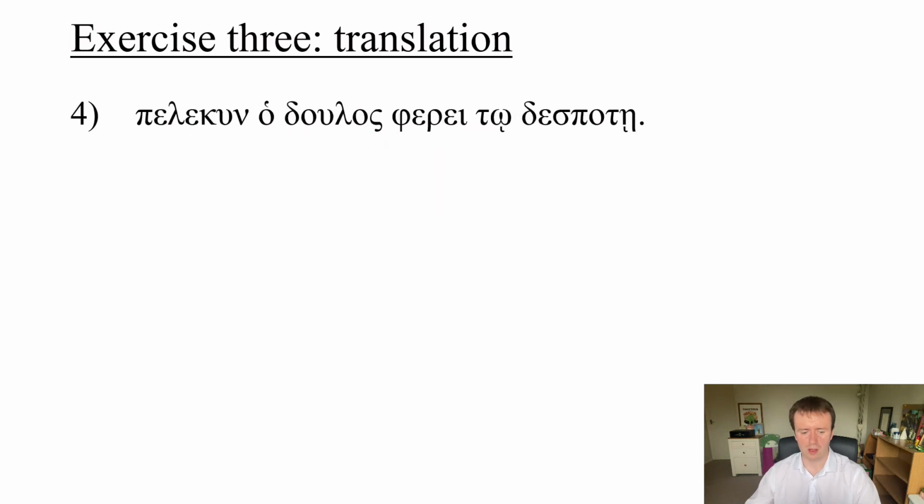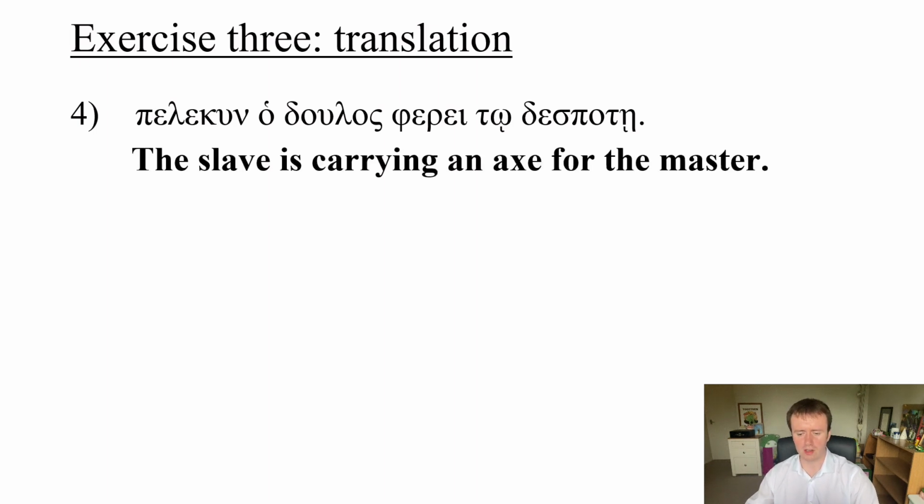Number 4 is pelekyn chodoulos perei doi despotei. You should have translated this one as the slave is carrying an axe for the master, or the slave carries an axe for the master, or the slave carries or is carrying an axe to the master. Any of those would be fine.